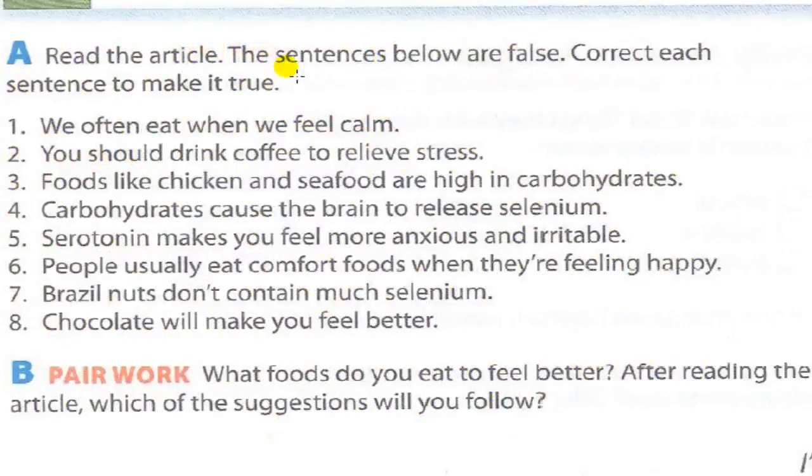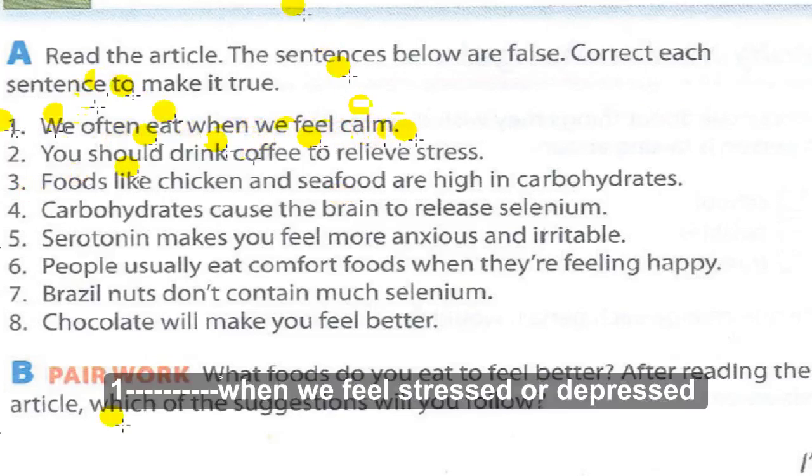Read the article. The sentences below are false. Correct each sentence to make it true, to make it right. So all of these sentences are wrong. You try to correct them. 1. We often eat when we feel calm. The L is silent. So number 1 is wrong. Correction: We often eat when we feel stressed or depressed, when we feel sad.